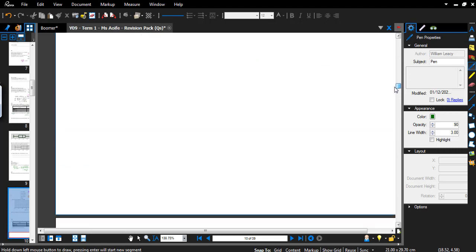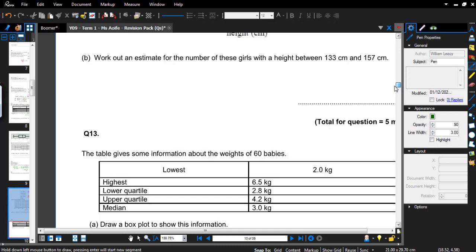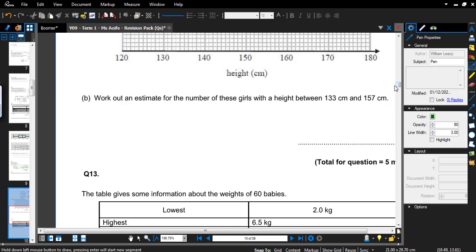Well, let's do it. 75% of 80. Yeah. What's 25% of 80? 20. This is 3/4, yeah? 1/4 is 20, 3/4 is 60. That's it. Alright, 60 people. Right, next.